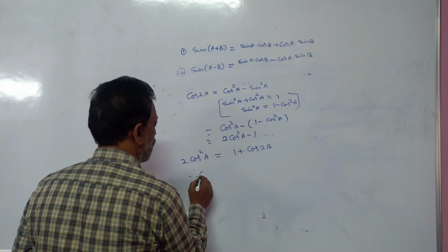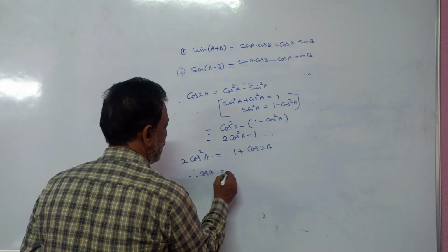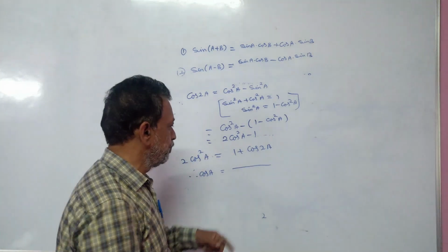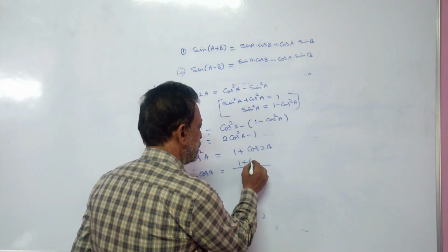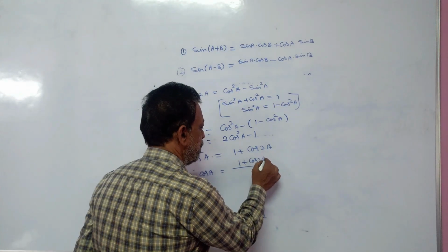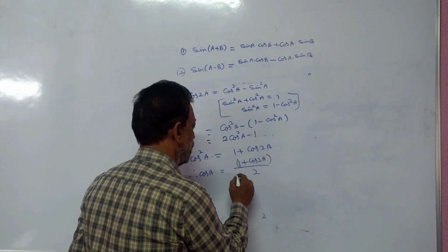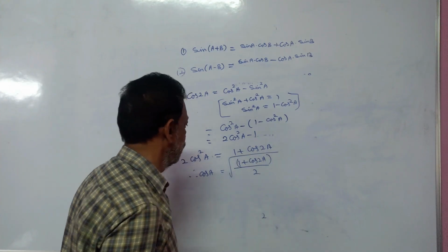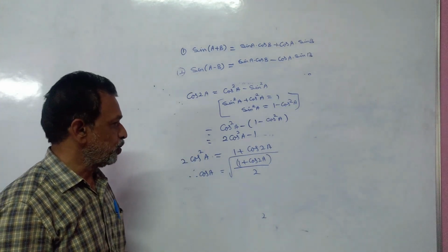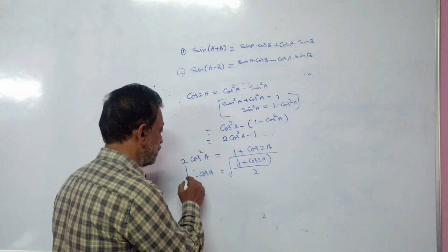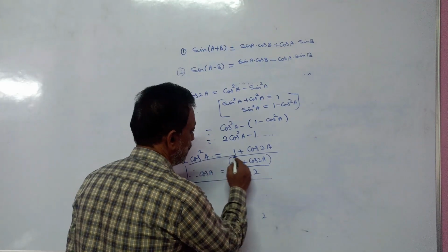So therefore cos A is equal to, if you take this side, it becomes 2, 1 plus cos 2A by 2, square means root, under root of 1 plus cos 2A by 2. This is the cos A in terms of cos 2A.